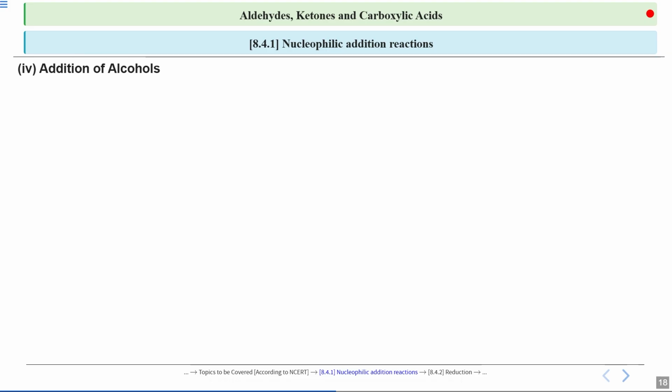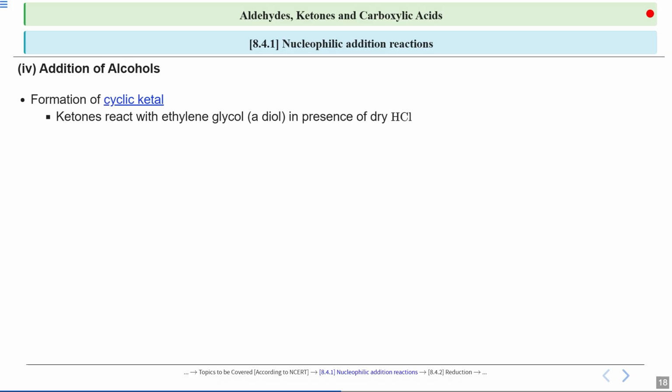Now we will see the formation of cyclic acetal. In the cyclic acetal, when a ketone reacts with ethylene glycol, which is a type of diol, in the presence of dry HCl, they form a cyclic ketal. The product of this reaction is an ethylene glycol ketal, which is a cyclic ketal.